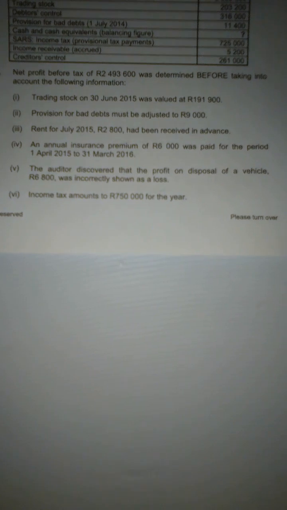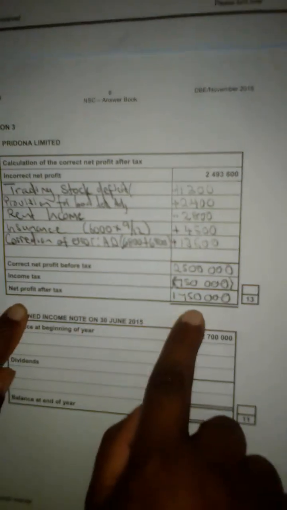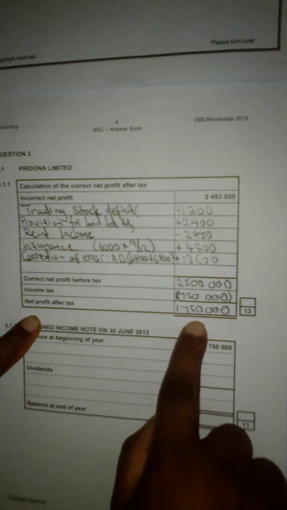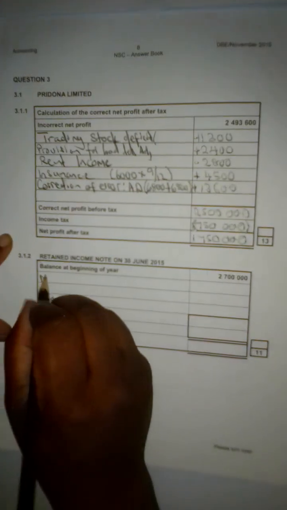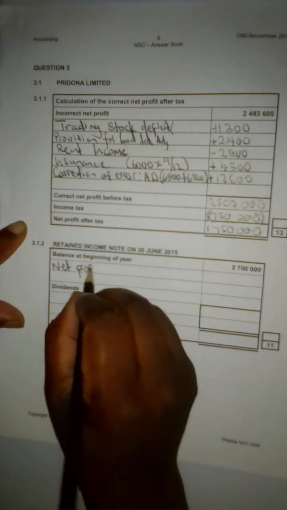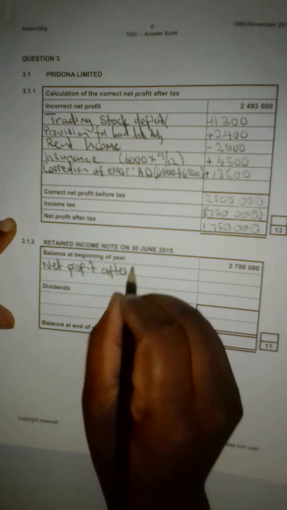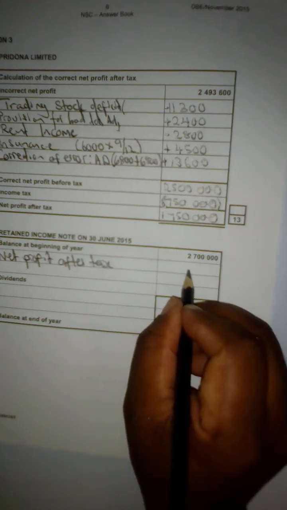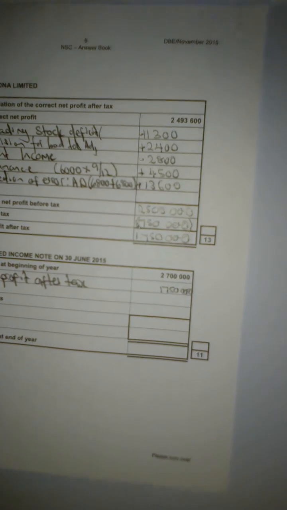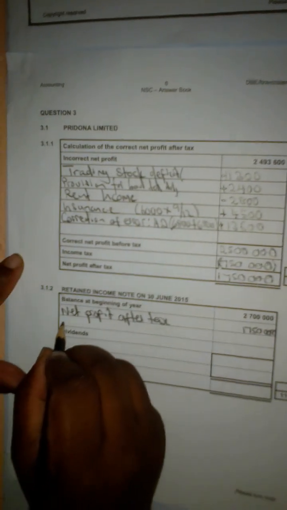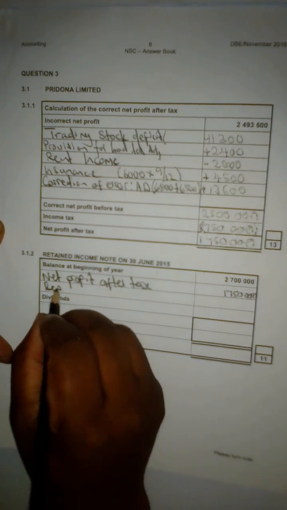The net profit after tax. Where are we going to get the net profit after tax? From 3.1.1, we calculated the correct net profit after tax, and it is 1,750,000. So let me write that: net profit after tax, 1,750,000. And then after the net profit after tax, we are going to record our repurchase.